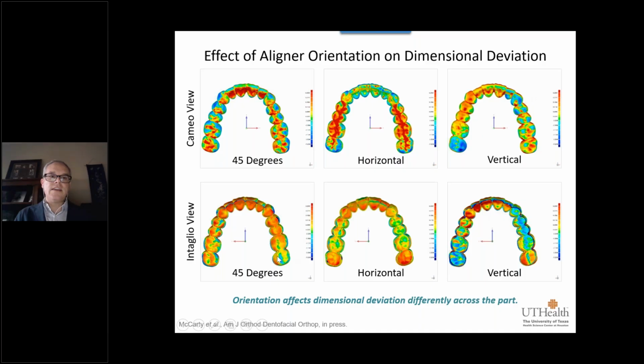So although the average deviations were within clinically acceptable tolerances, one can see that there are deviations in the tooth contacting surface that may affect the ability of this aligner to seat on the patient's teeth, so it may not fit. If it does fit, it may be applying undesired orthodontic forces onto those teeth.